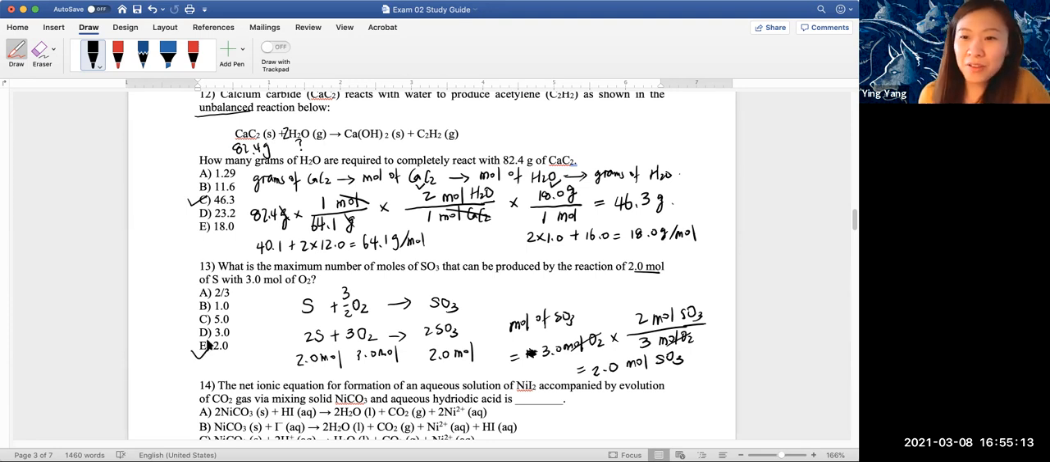Okay, that's all for the first 13 questions. This chapter involved lots of calculation. So again, do lots of practice. Go over this and also make sure that you understand all the homework questions as well. There are 20 questions over there.